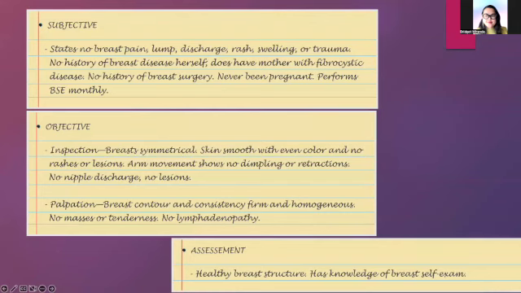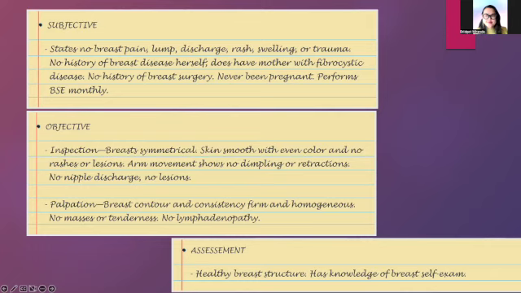Sample charting might suggest subjective and objective. Subjective states no breast pain, lump, discharge, rash, swelling, or trauma. No history of breast tissue herself. Does have a mother with fibrocystic disease. No history of breast surgery. Never been pregnant. Performs breast self-exam monthly. For your charting, please do a subjective history on your patient, male or female. This will change depending on your partner in lab.